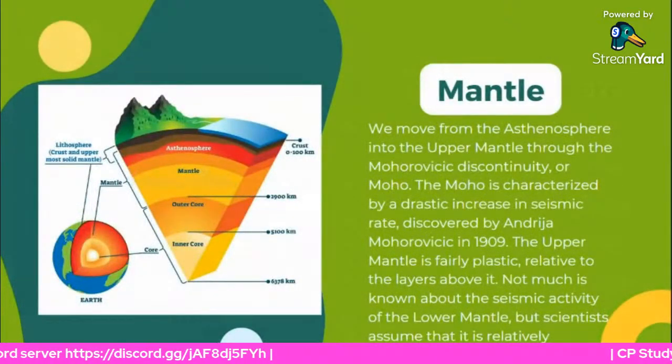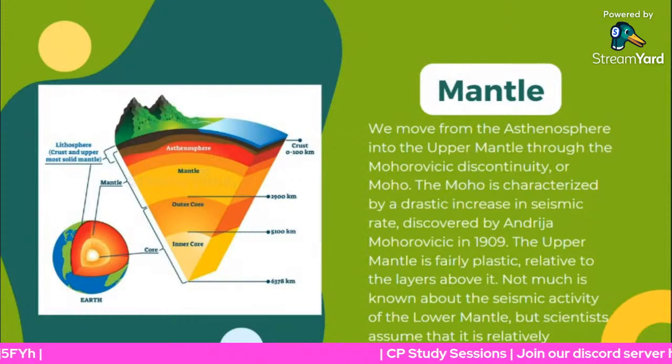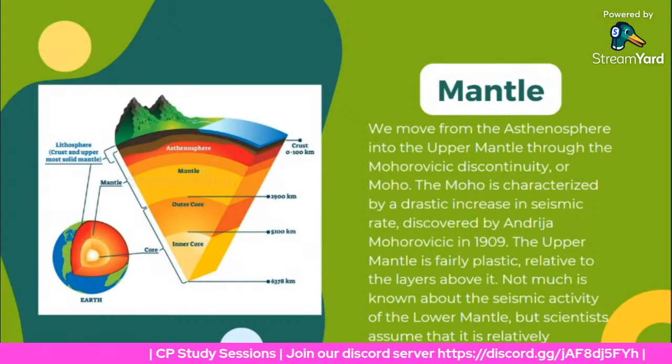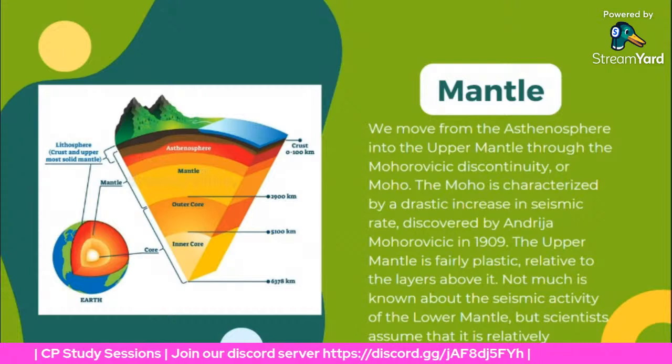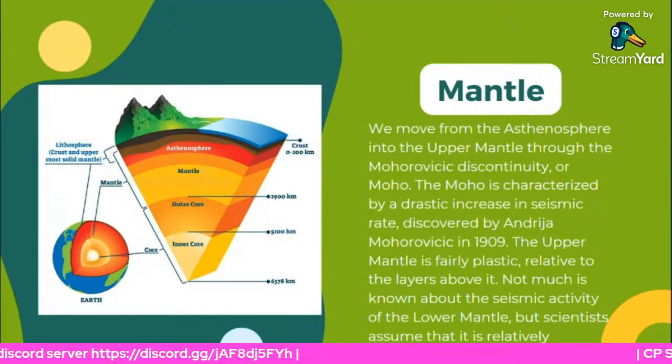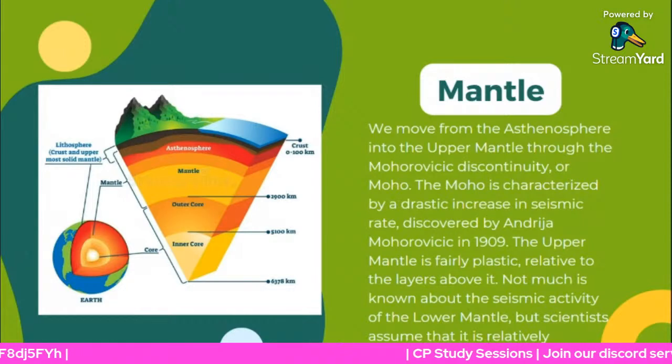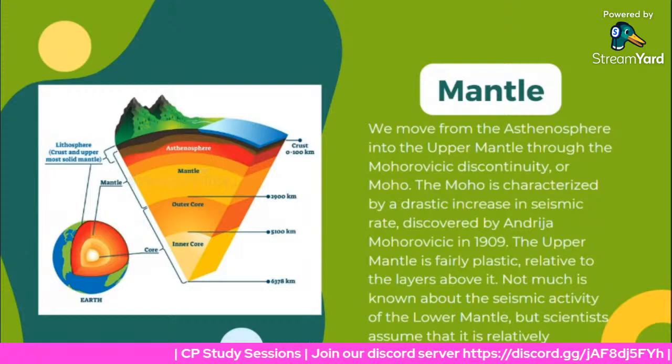We move from the asthenosphere into the upper mantle through the Mohorovicic discontinuity, or the Moho. The Moho is characterized by a drastic increase in seismic velocity, discovered by Andrija Mohorovicic in 1909. The upper mantle is fairly plastic relative to the layers above it.